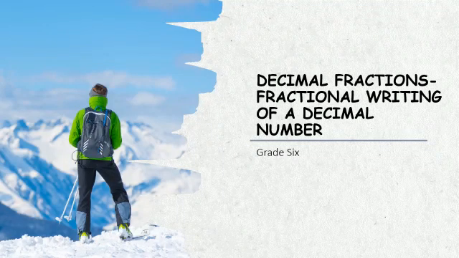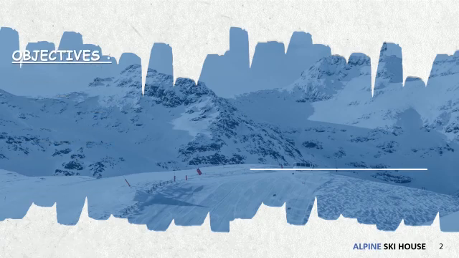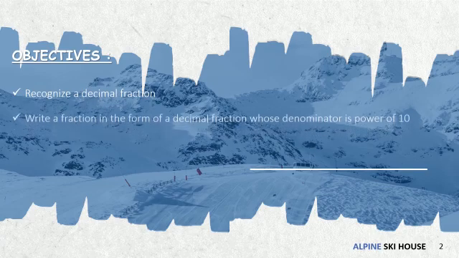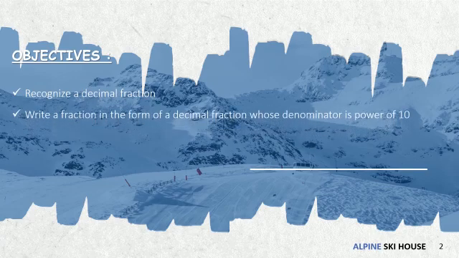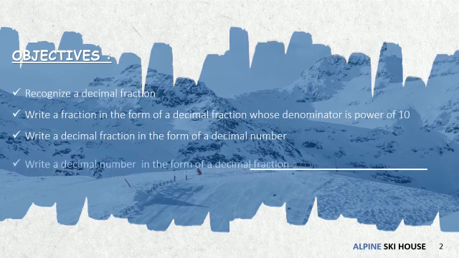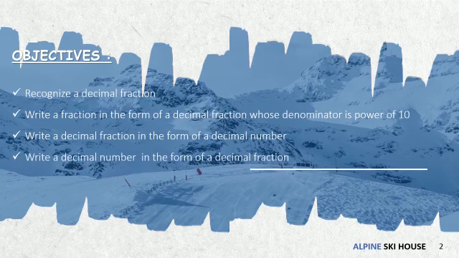Today we will start a new lesson, decimal fractions, fractional writing of a decimal. Our objectives: at the end of this chapter, we will be able to recognize a decimal fraction, write a fraction in the form of a decimal fraction whose denominator is power of 10. 3. Write a decimal fraction in the form of a decimal number. 4. Write a decimal number in the form of a decimal fraction.